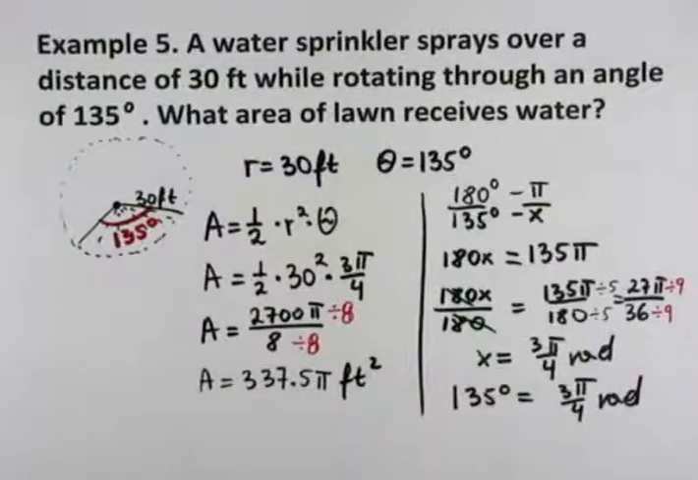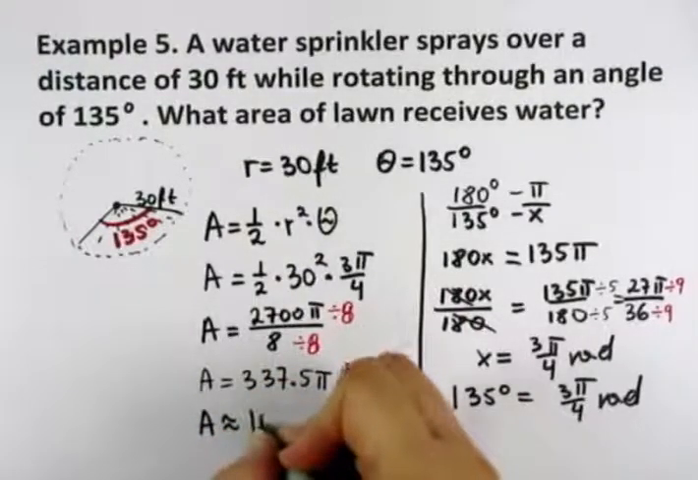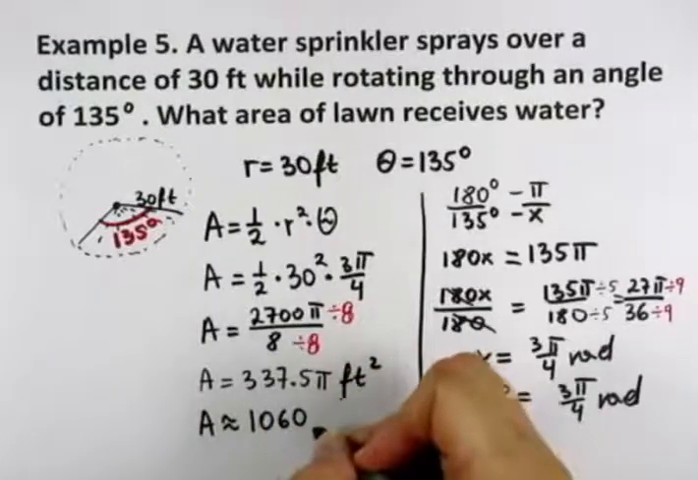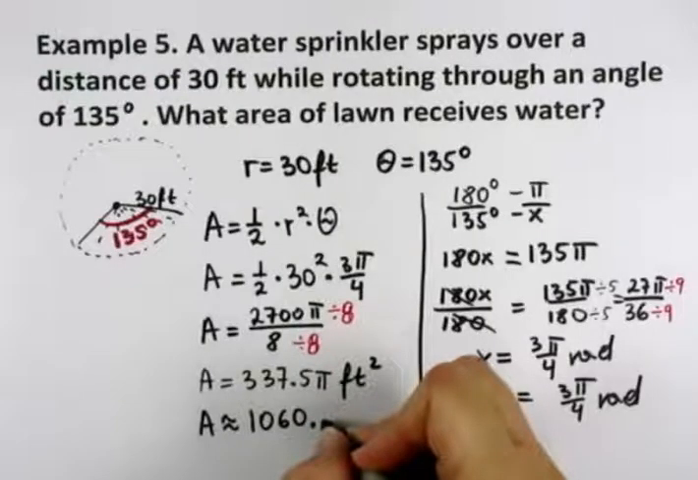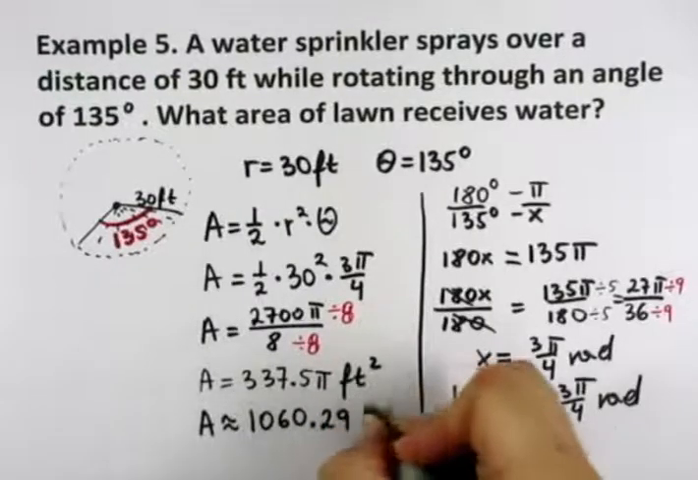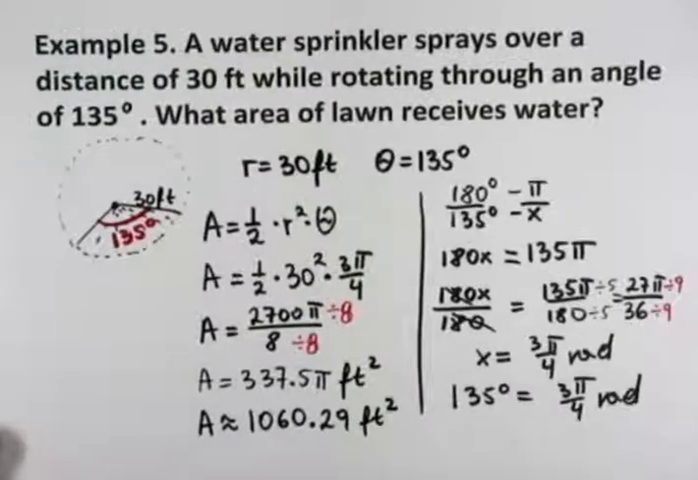So we can multiply times pi and get the approximate value. That gives me 1060.29 feet squared. So what area of the lawn receives the water? The area of 1060 feet squared receives the water.